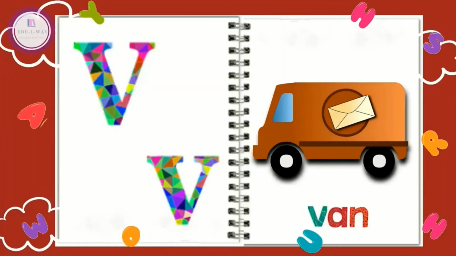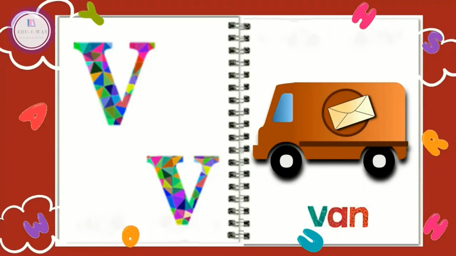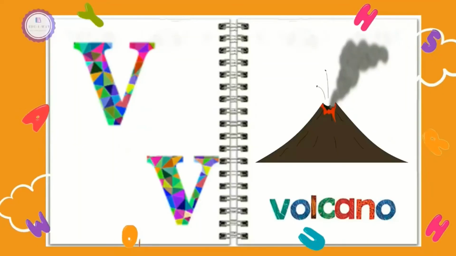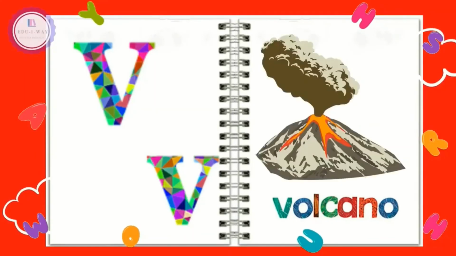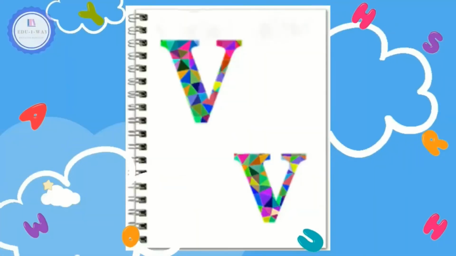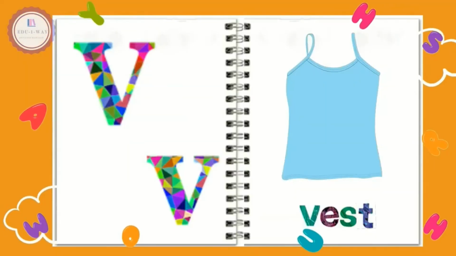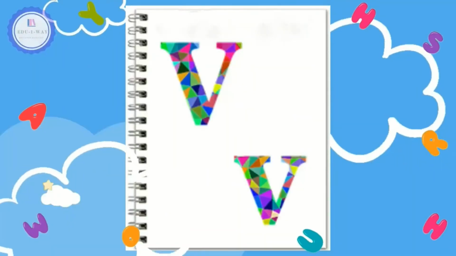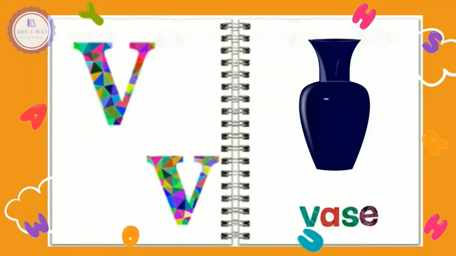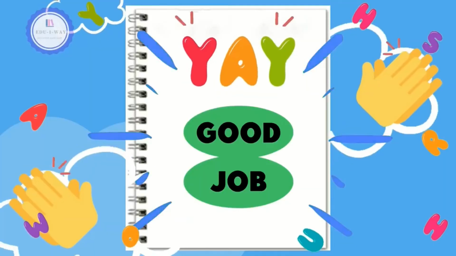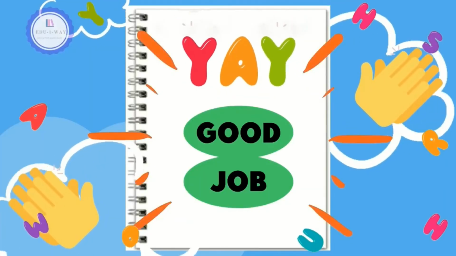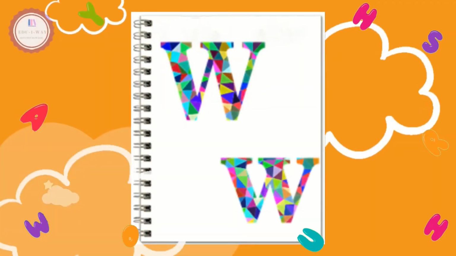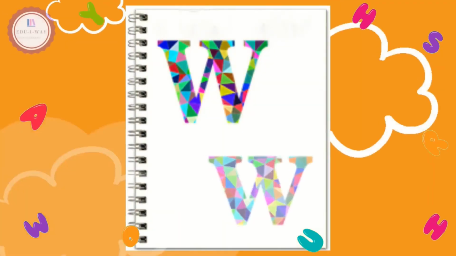Again! V for van. Van, van, van. V for volcano. Volcano, volcano, volcano. V for vest. Vest, vest, vest. V for vase. Vase, vase, vase. Letter W. W, W. Wa, wa.